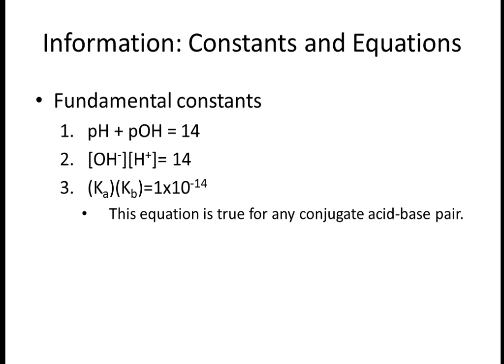Some information on constants and equations. The fundamental constants are: pH plus pOH is equal to 14, OH minus times H plus is equal to 14, and then Ka times Kb is equal to 1 times 10 to the negative 14. And that equation is true for any conjugate acid-base pair.